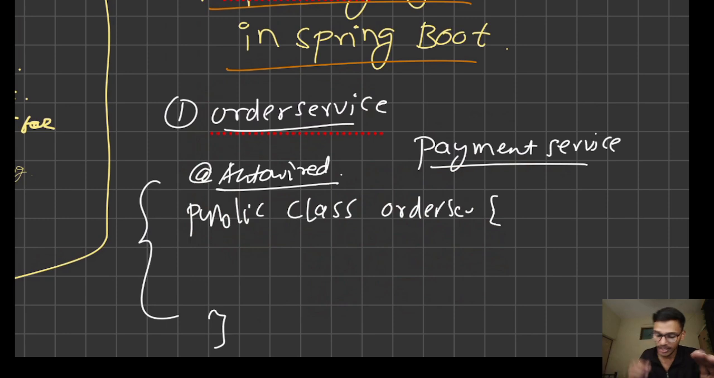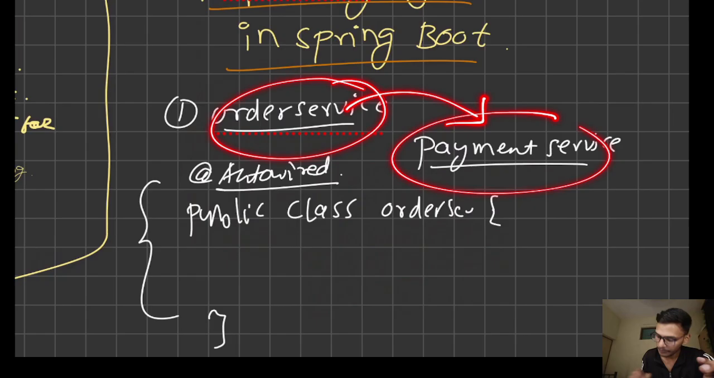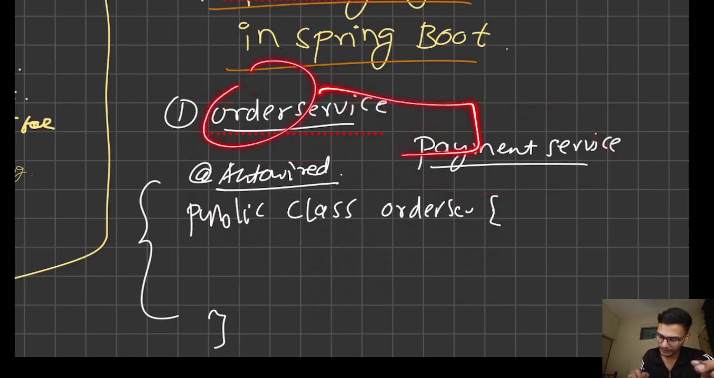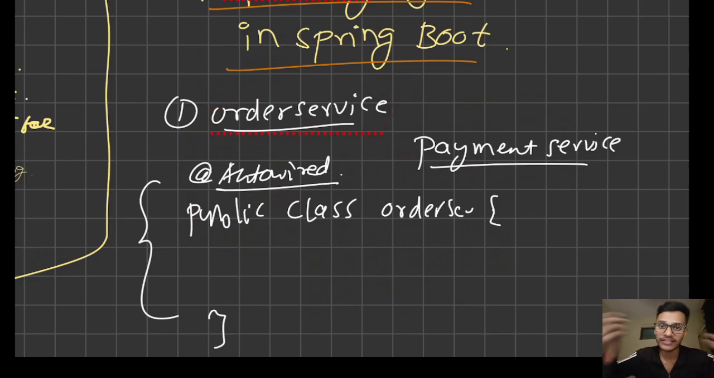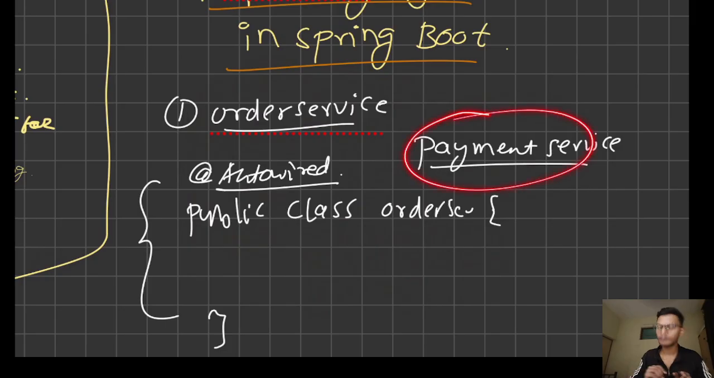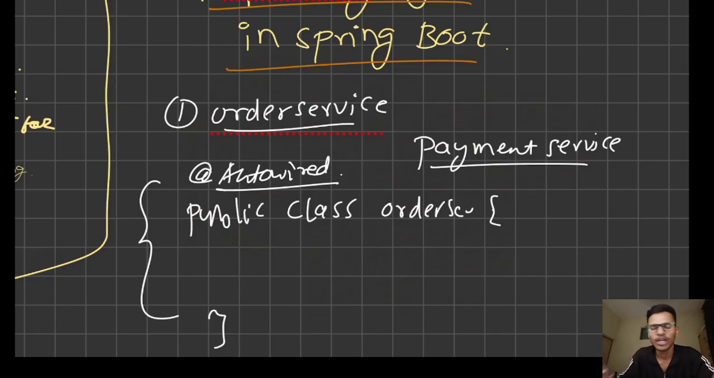It means the order service is dependent on the payment service. We wire these two classes, so when the order service is created, Spring itself will create the object of the payment service. There is no need to create the object for the order service ourselves, because we have to maintain the code structure. In the order service we only focus on the order service, not the other services.